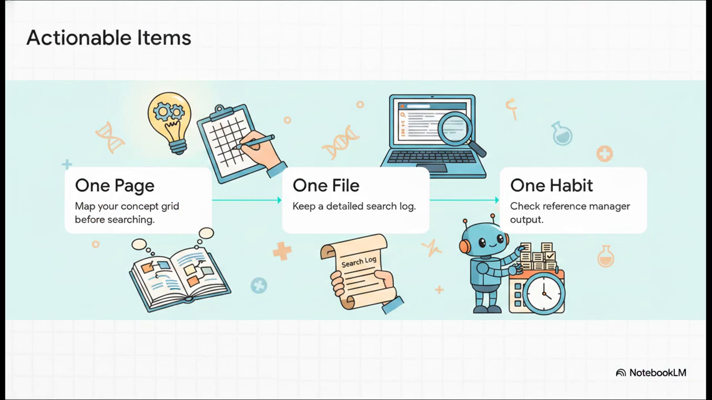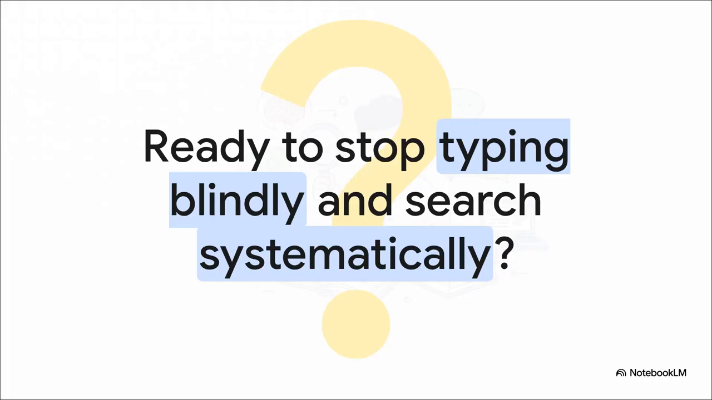Let's wrap this up with some truly actionable items you can take straight back to the lab or the clinic. I want you to commit to the one page, one file, one habit rule. 1 page, map out your concept grid before you even touch the keyboard. 1 file, keep a detailed search log of your strings and hit counts so your work is actually reproducible. And 1 habit, religiously check your reference manager output to make sure your citations are totally clean. By making these frameworks your baseline, you're going to save time, reduce bias, and drastically elevate the quality of your research. So I'll leave you with this.